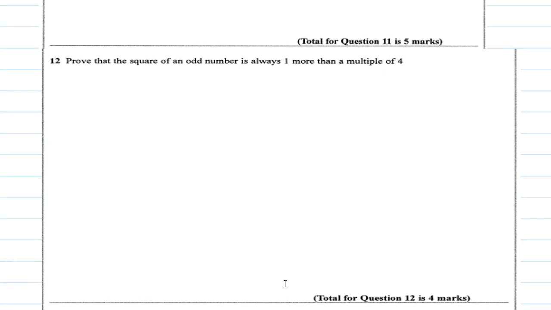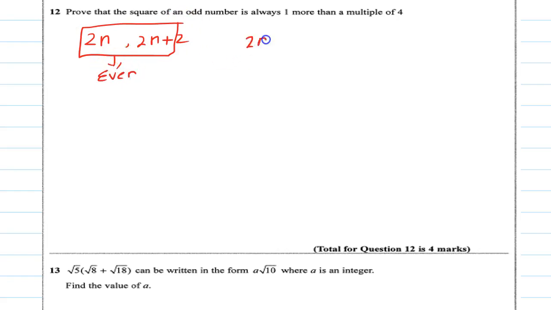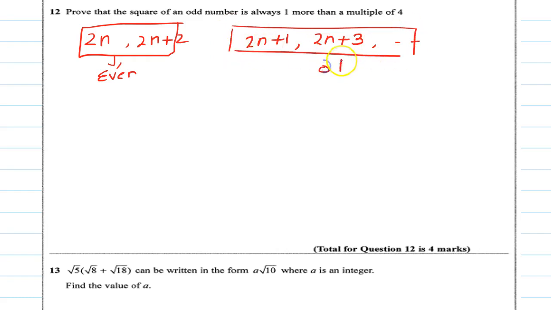Prove that the square of an odd number is always one more than a multiple of 4. So first we need to know what an odd number is. If we write down 2n, 2n plus 2, then this is your even number. When we write down 2n plus 1, 2n plus 3, and so on, then this is called your odd number. So here we are talking about odd numbers, so we are not going to consider the even ones here.